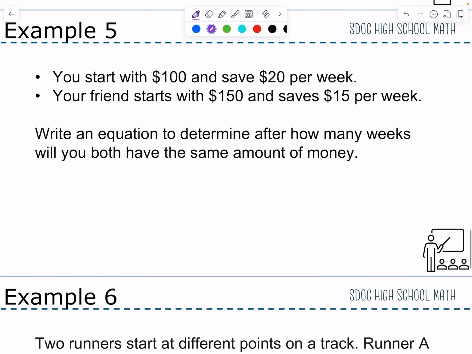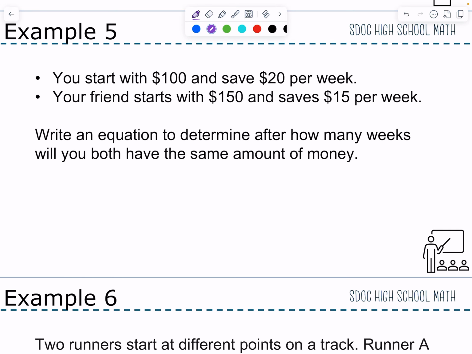So example number 5, you start with $100 and save $20 per week. Your friend starts with $150 and saves $15 per week. Write an equation to determine after how many weeks you will both have the same amount of money. So with that keyword the same, that means they're going to be equal.